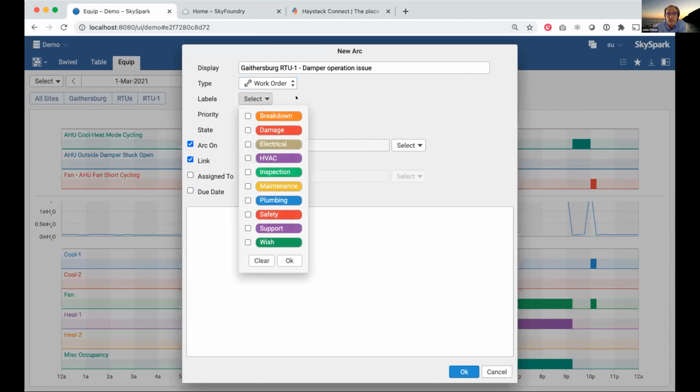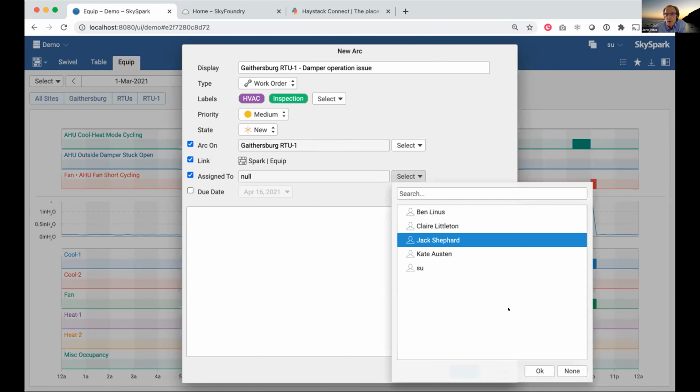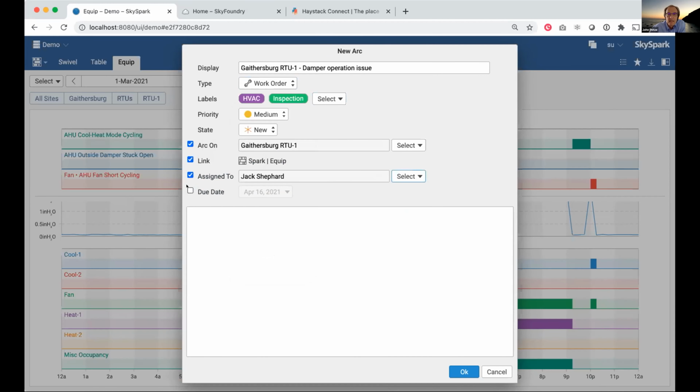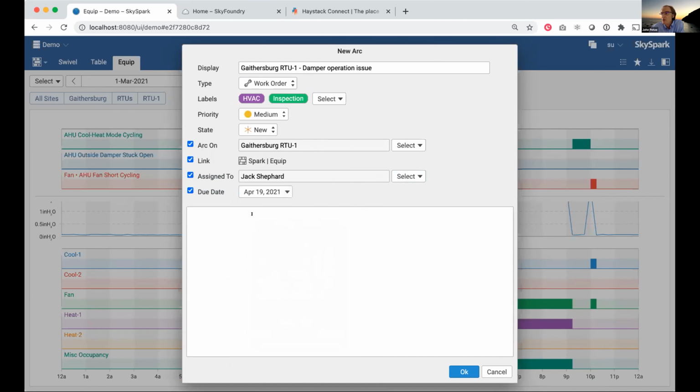I can add labels. Maybe I consider this an HVAC inspection issue at this point. And I see what equipment it's related to. Next, I may want to assign it to one of my operators, or technicians. I'll assign it, and I want to put a due date in there. So let's pick a due date off the calendar. Maybe we want this addressed by Monday. And then we can add descriptive information. So maybe we want to add some information: damper shows pattern corresponding to being stuck open, etc.